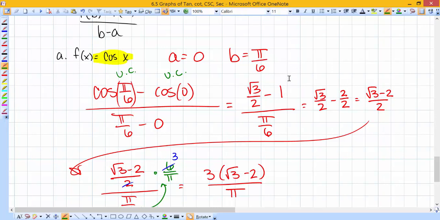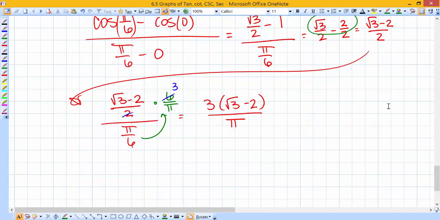You need a common denominator. So 1 becomes 2 over 2. You can't combine root 3 and 2 because 2 is not in a square root, but then you'd still need a common root, and they're not. So I just show this as root 3 minus 2 all over 2, your common denominator. Pi over 6 minus 0 is just pi over 6. So that's still my main denominator.